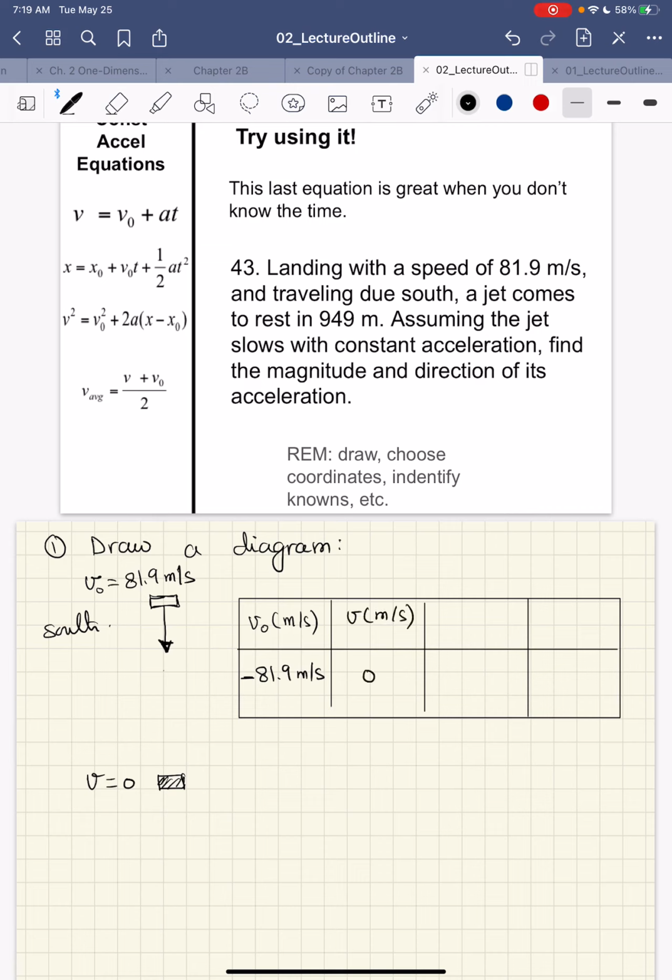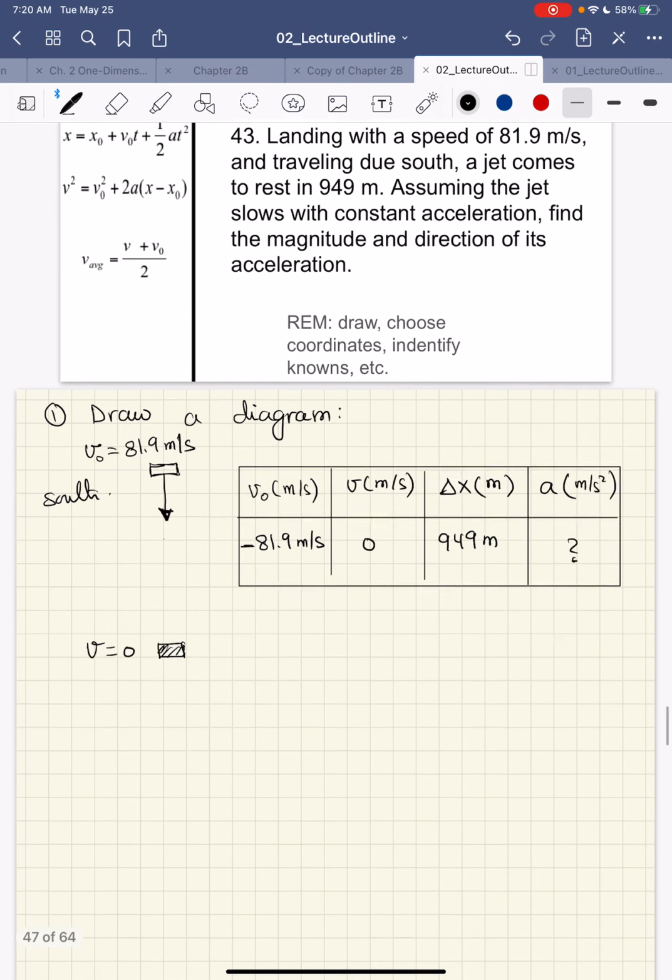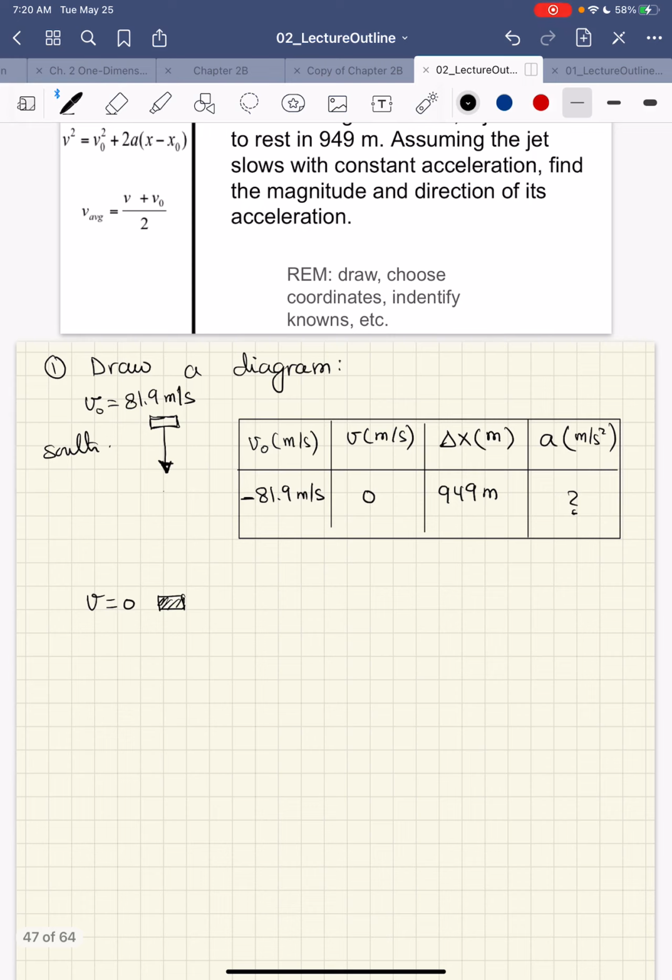And a jet comes to rest, then this is the displacement. Then this is x minus x0, which is 949. You can use delta x, so you don't have to worry about the initial. Find the magnitude and direction of its acceleration. Then the acceleration in meters per second squared, I want to calculate that. Now also, since the object is moving south, I can make that also negative.